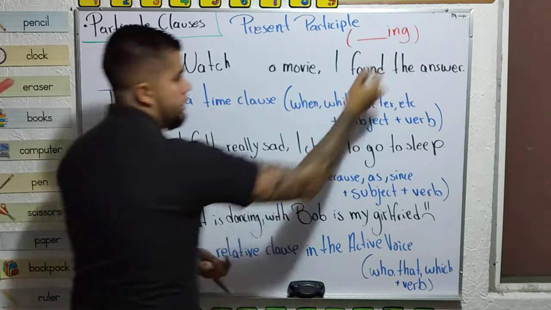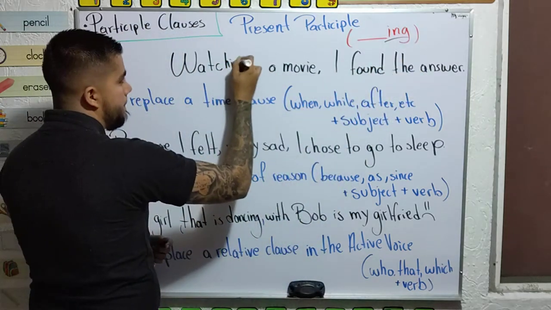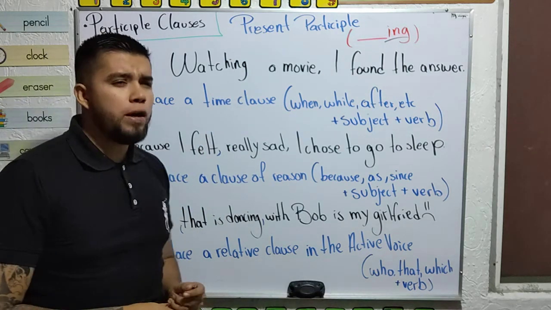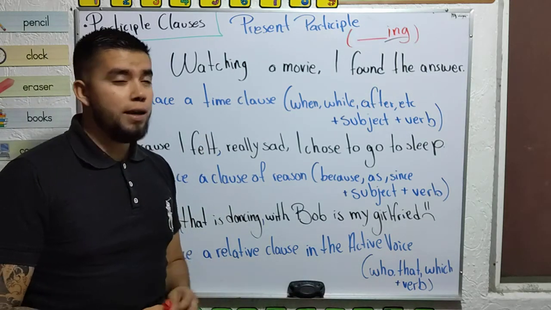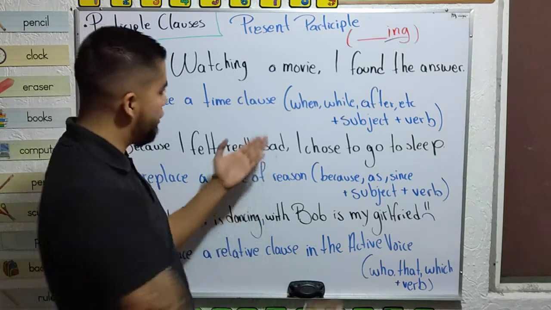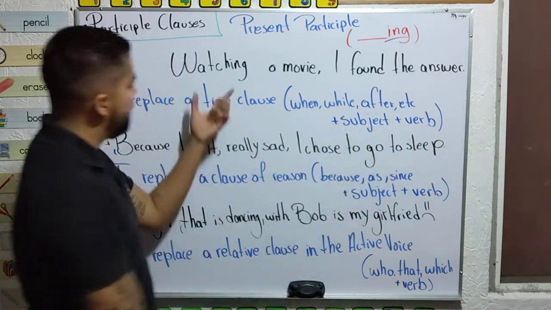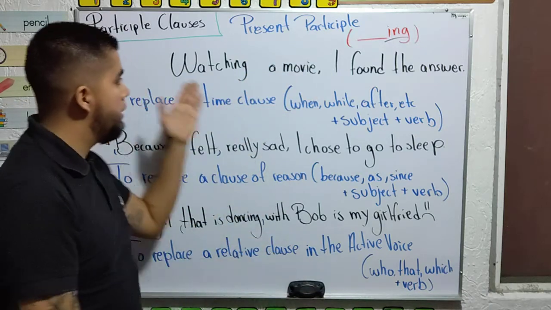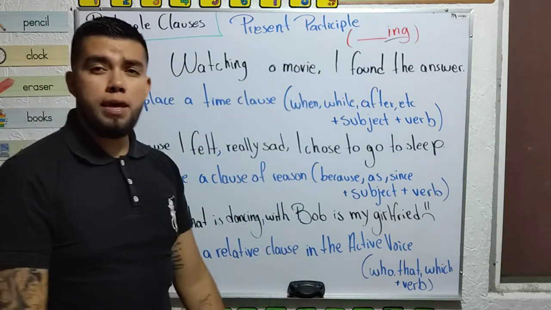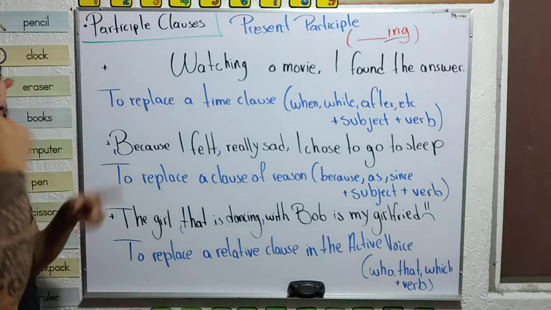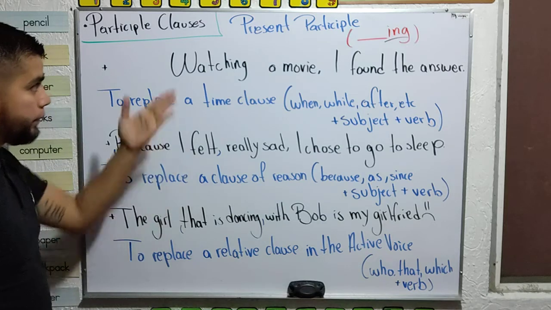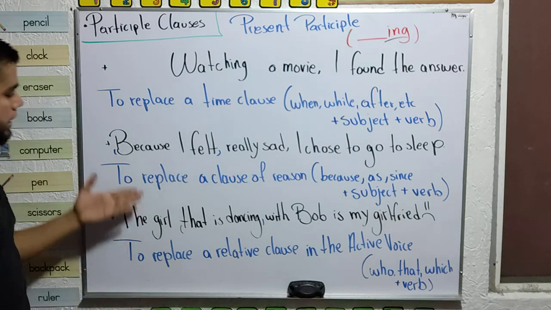Watch, watching. Watching a movie, I found the answer. You substituted all this with only the present participle form of the verb. Watching a movie, I found the answer. That is number one. Then we have the second present participle clause.